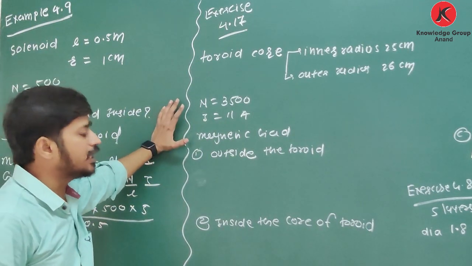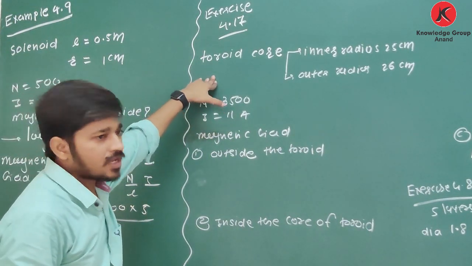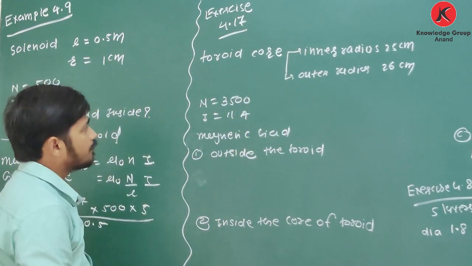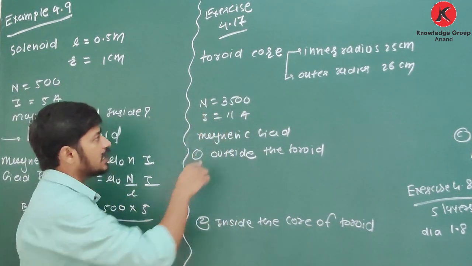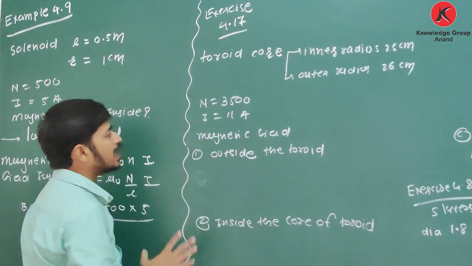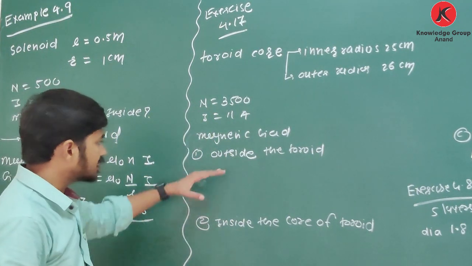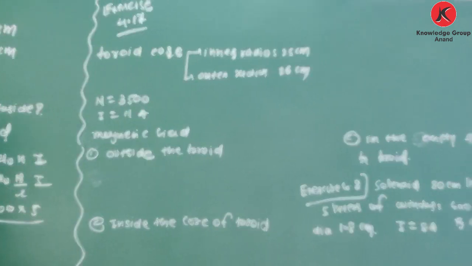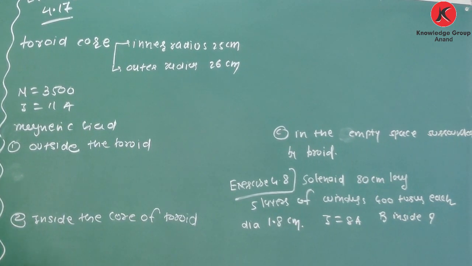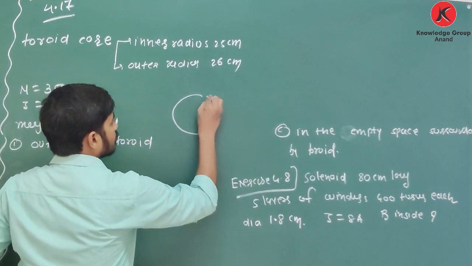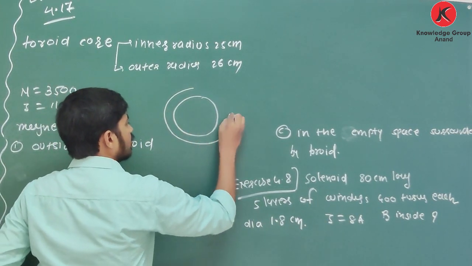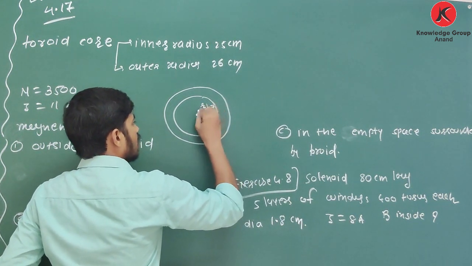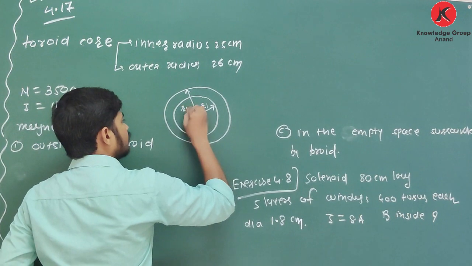Next question is exercise 4.17. You are given a toroid core having inner radius 25 centimeter and outer radius 26 centimeter. Total number of turns on the core is 3500 and current flowing is 11 ampere. You have to find the magnetic field first outside the toroid, second inside the core of the toroid, and third in the empty space surrounded by the toroid. If you draw the toroid, it is a hollow circular ring, with inner radius R1 and outer radius R2.